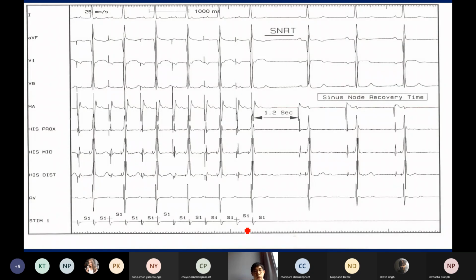Okay, so this is how we do it. This is the intracardiac electrogram. Oh, I have to ask first: has any lecturer taught you about the intracardiac electrogram?